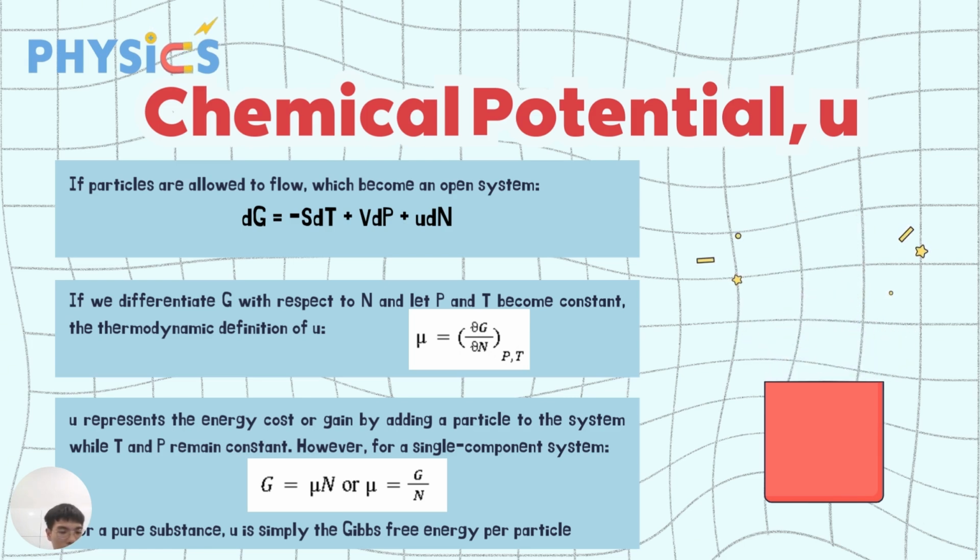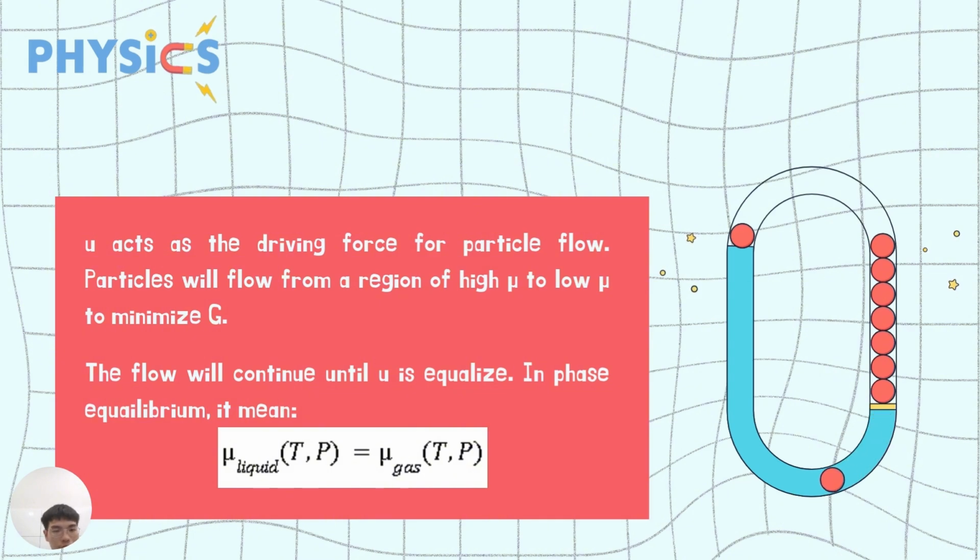So chemical potential represents the energy cost or gain by adding a particle to the system while T and P remain constant. For a single component system, the Gibbs free energy is simply equal to mu times N, or mu equals G over N. So for a pure substance, the chemical potential is simply the Gibbs free energy per particle. Chemical potential mu acts as a driving force for particle flow. The particles will flow from a region of high chemical potential to low chemical potential to minimize G. This flow will continue until mu is equalized. In phase equilibrium, say a system changes from liquid to gas phase, the chemical potential of the liquid will equal the chemical potential of the gas. That's all for my part.